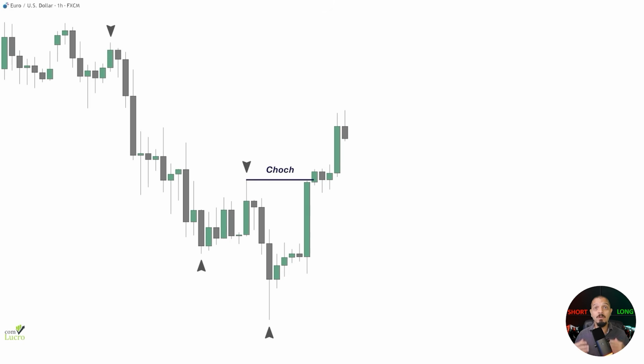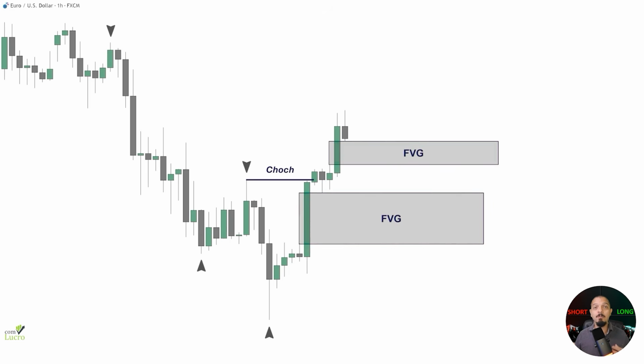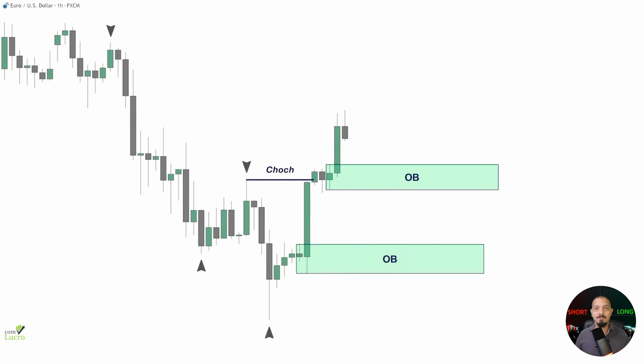In this example, we can see two distinct fair value gaps, so we mark the candles that created those gaps as our order block zones. These areas become our key trading zones for potential entries.